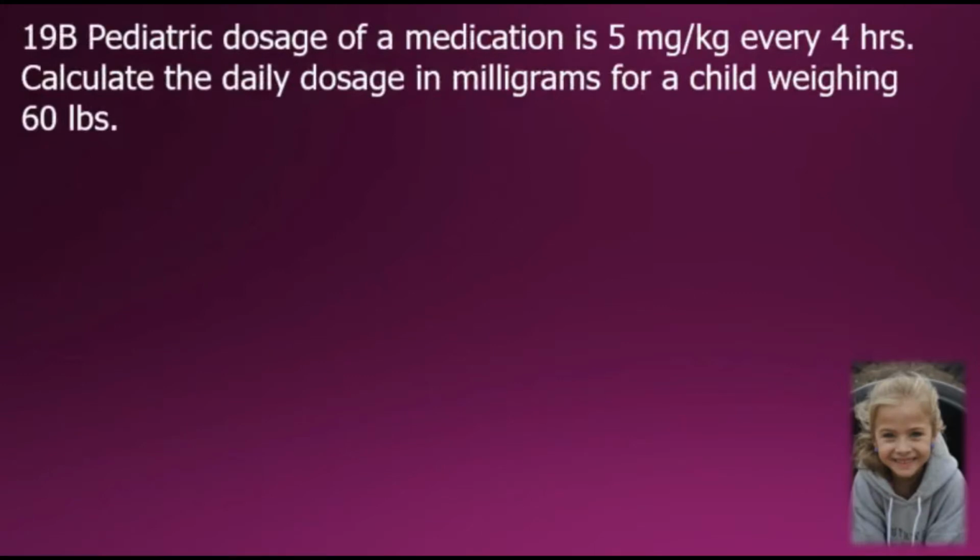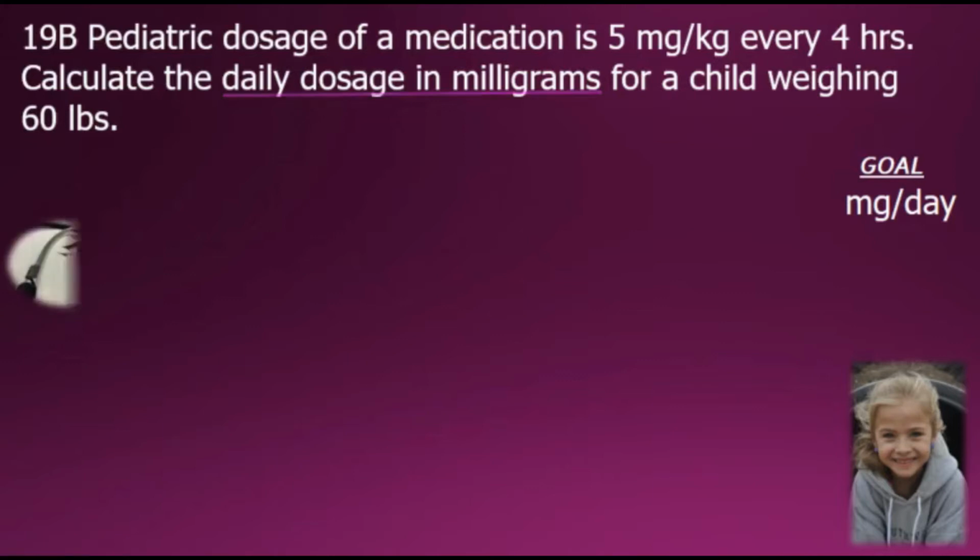Pediatric dosage of a medication is 5 milligrams per kilogram every 4 hours. Calculate the daily dosage in milligrams for a child weighing 60 pounds. To solve this problem, the order needs to be expressed in daily dosage in milligrams. We'll set that as our goal.